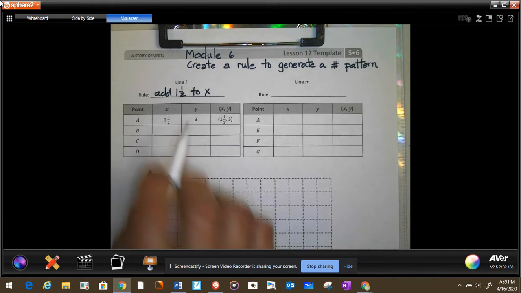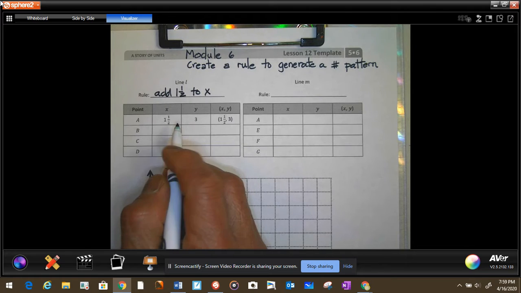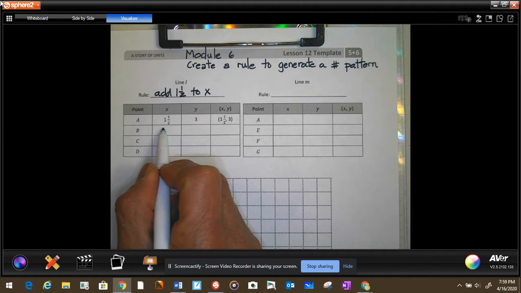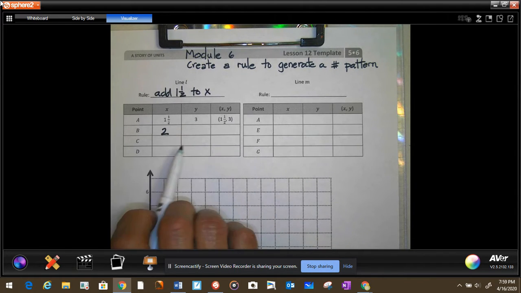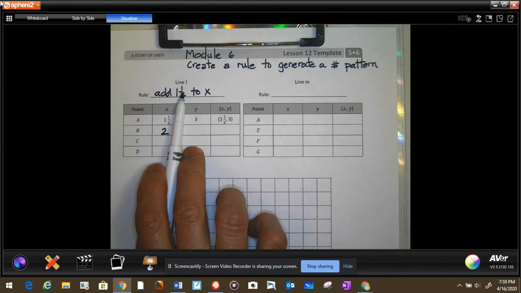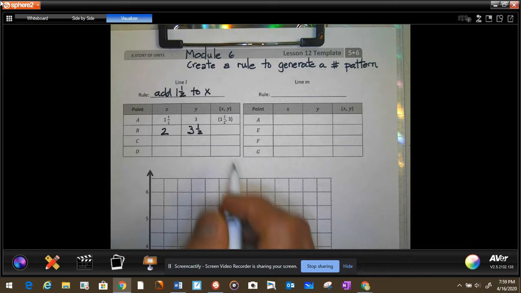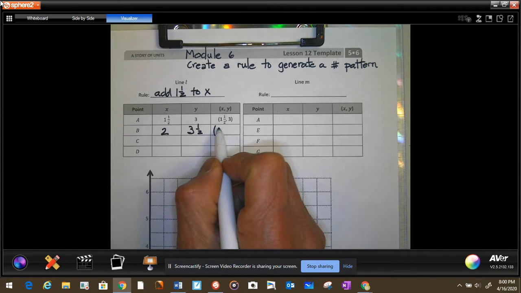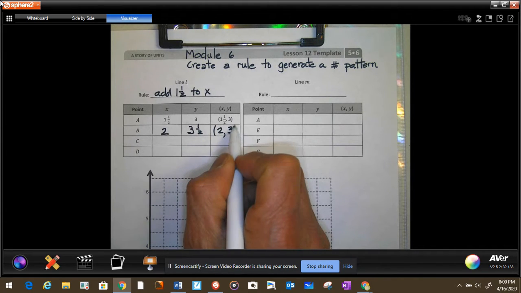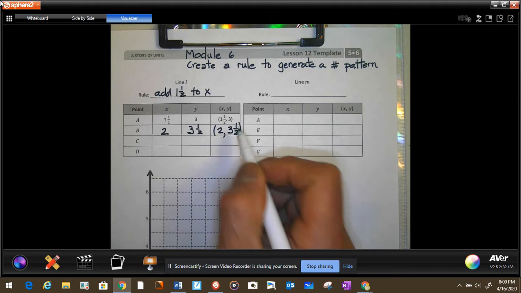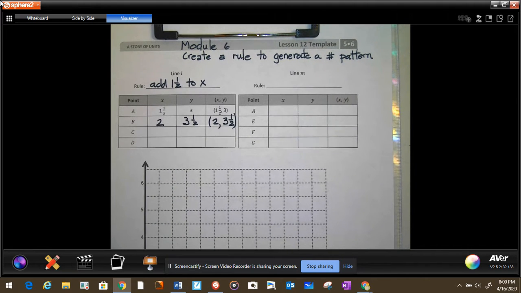Okay, so now let's follow the rule. For example, if b is 2, then we add 1 and one half to 2. That's going to become 3 and one half. And now we're going to write the coordinate pair, 2 and 3 and one half.